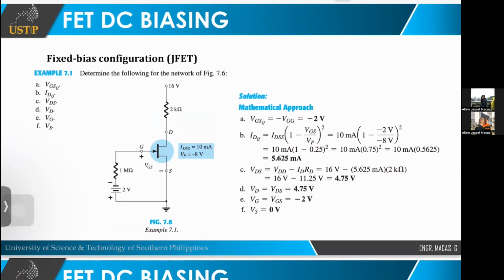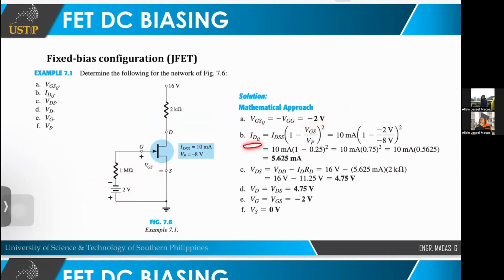So, first, as I've mentioned class, your RG here is 1 megaohm. Okay? So, the current through it is 0, so the voltage across it is also 0. So, in getting the VGS, you get the negative VGG, or the value of your VGG, no? So, that is negative 2. Okay, we already have the Q point for VGS.